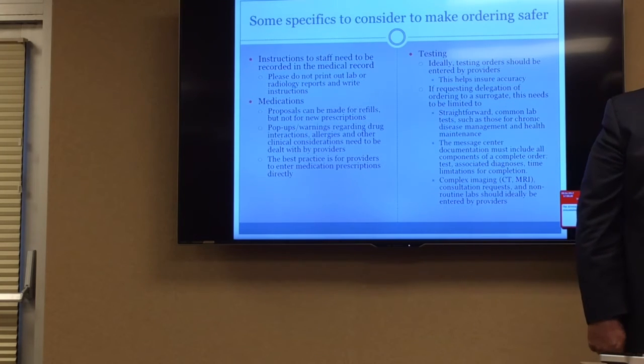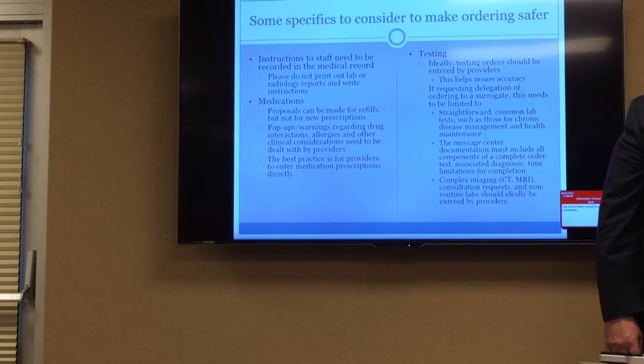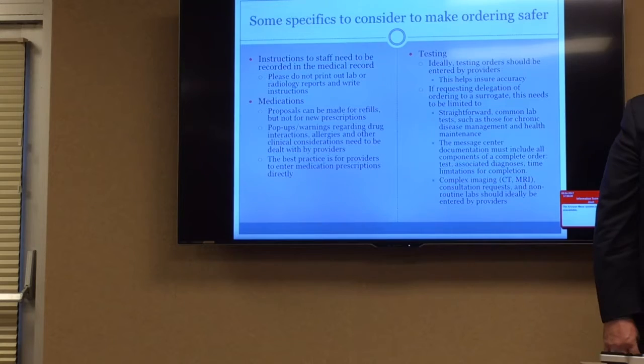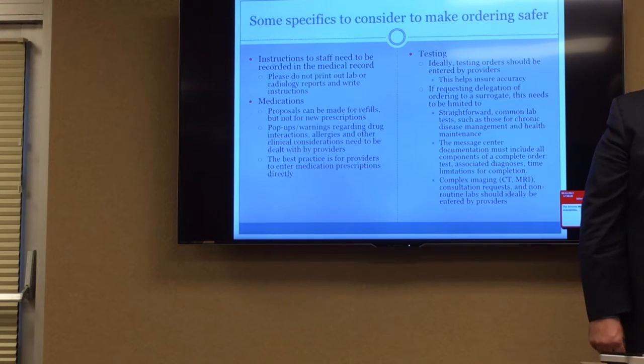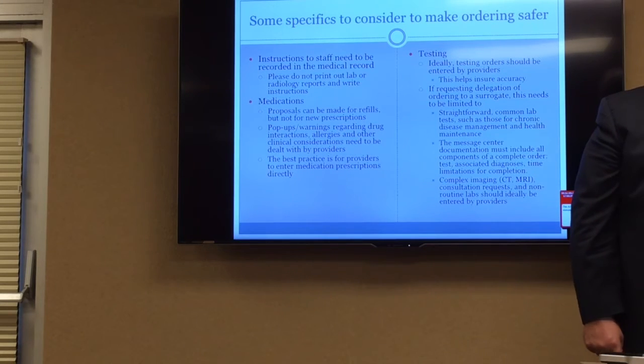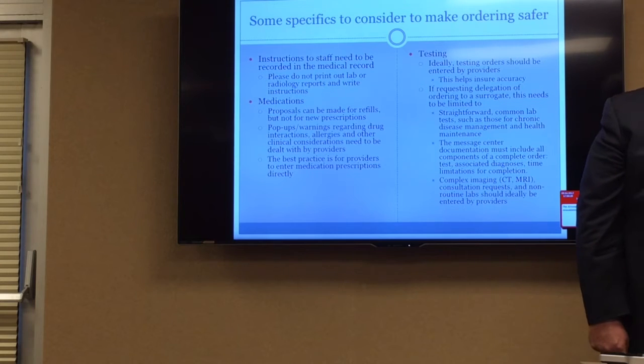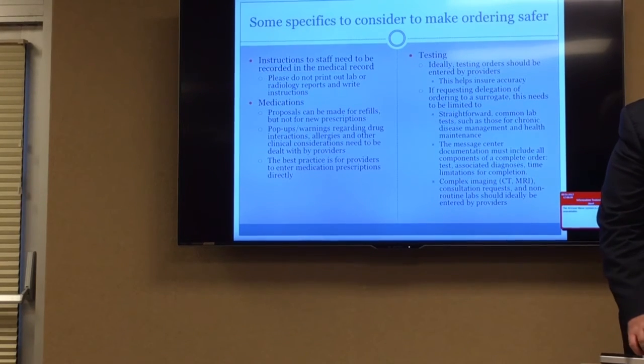We really think among the CPC members that we need to limit the ordering to those straightforward types of things, and that complex imaging such as CT or MRI, or non-routine labs and potentially consultation, should really all be ordered by providers to decrease the possibility for errors.